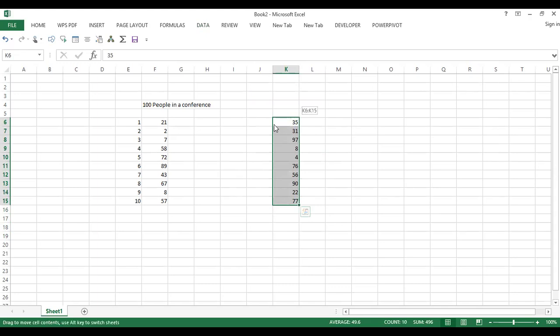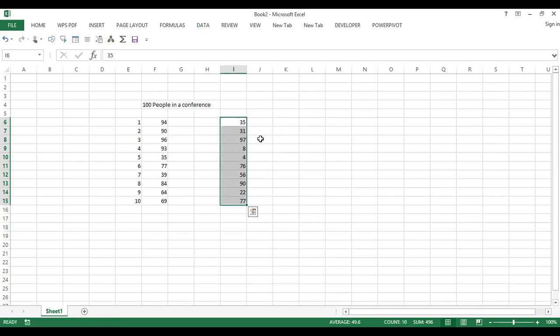10 randomly selected numbers. So we can now call out people with seat numbers 35, 31, 97, 8, 4, 76, 56, 90, 22, 77. Okay, so this is a simple example of random number generation. Is it clear?